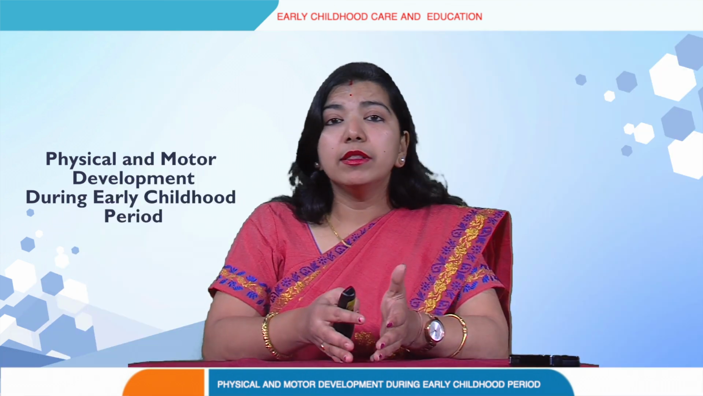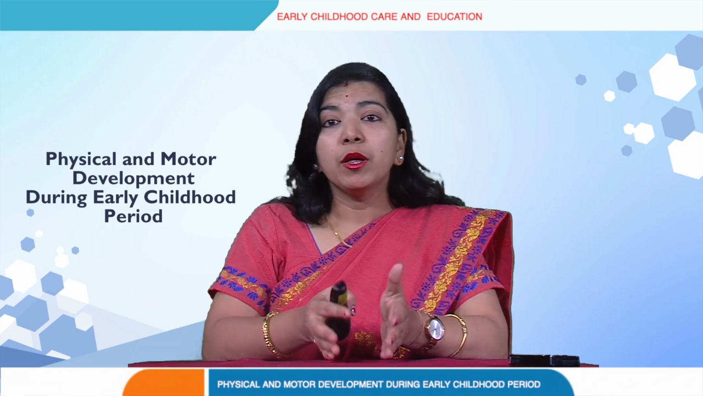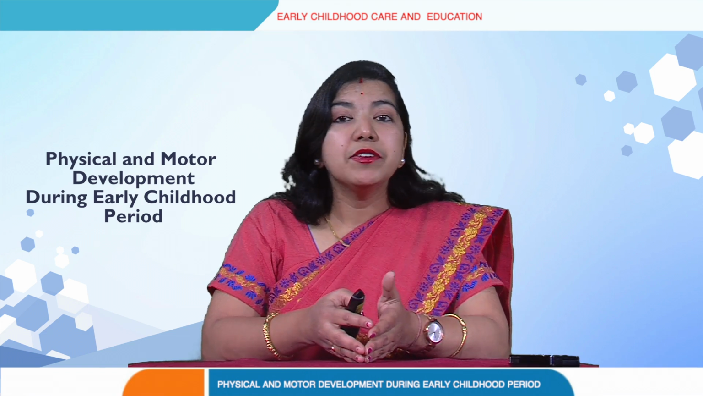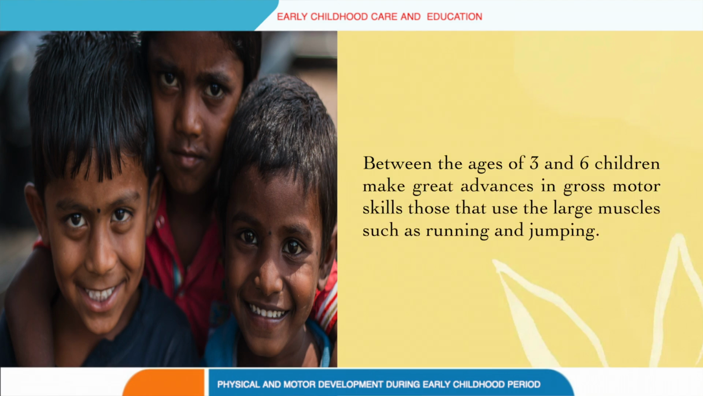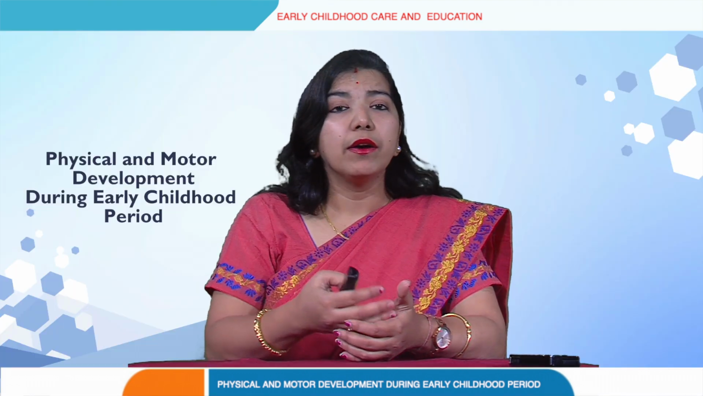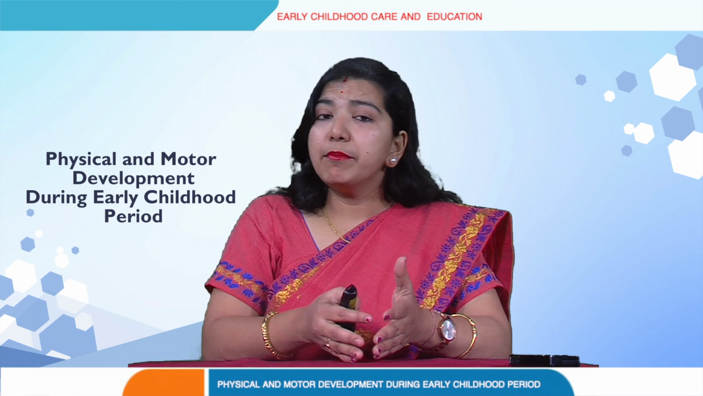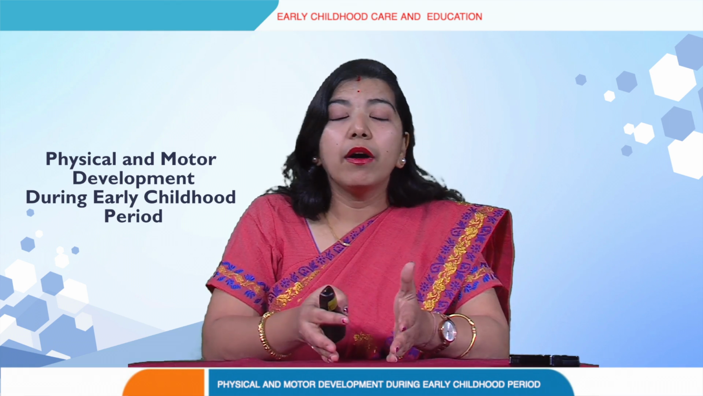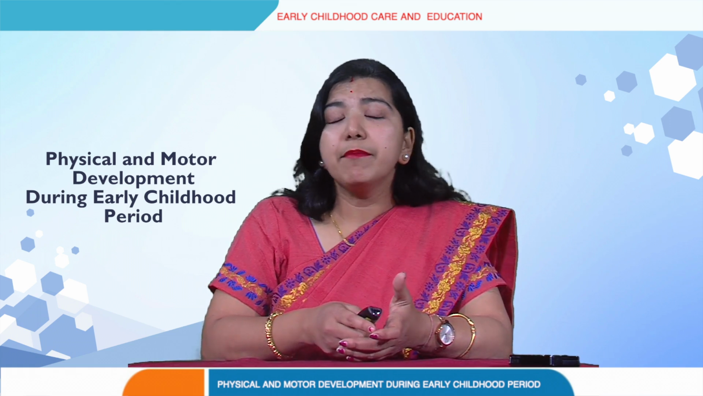While discussing physical and motor development during the early childhood stage, we must mention one of the key milestones gained by children, that is gross motor development. Between the ages of 3 to 6, children make great advances in gross motor skills, those that use the large muscles, such as running and jumping. They become physically stronger, with an increase in bone and muscle strength as well as lung capacity. Fundamental gross motor skill development occurs during this period. So from this perspective, the early childhood period is very important.